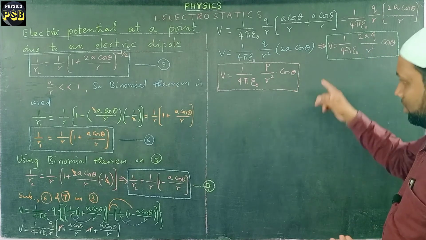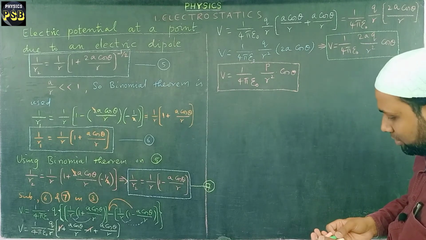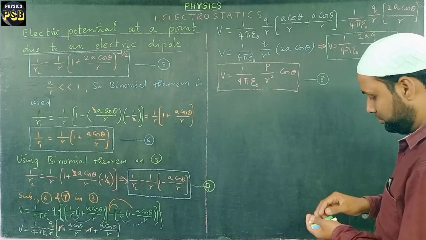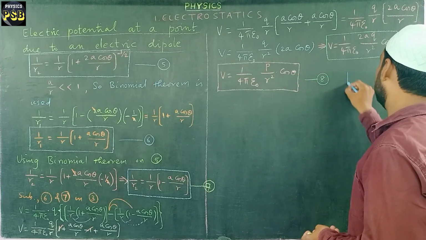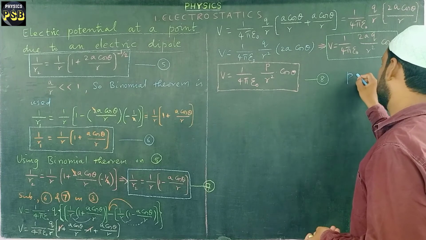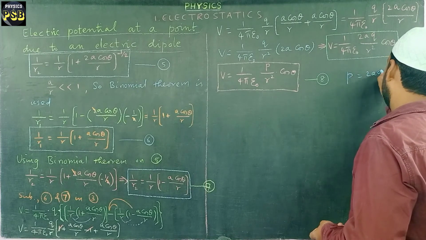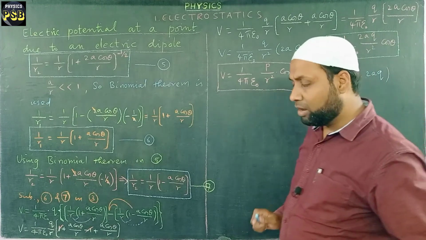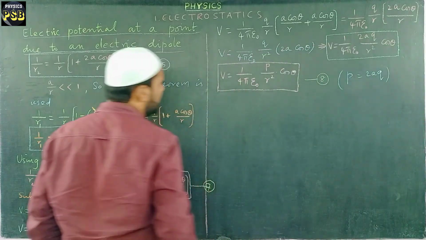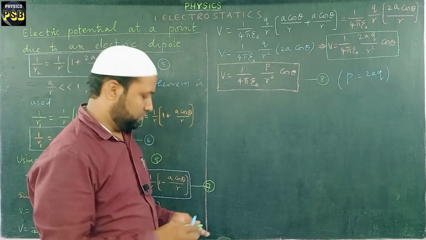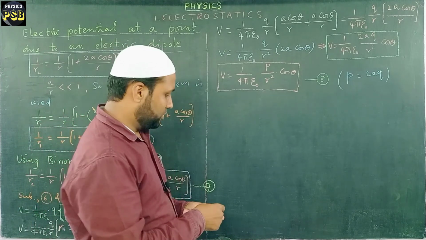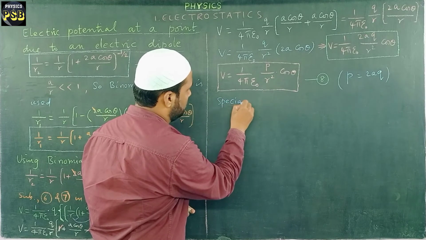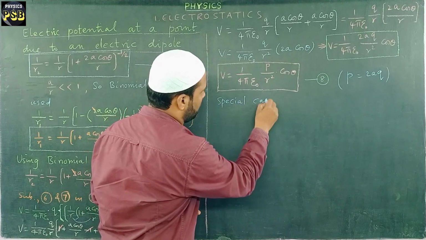Here I take this one as equation number 8. Actually, what is P? P is nothing but 2aq. That's why I have written in this manner. Okay. Now we'll discuss a few special cases. The first special case.